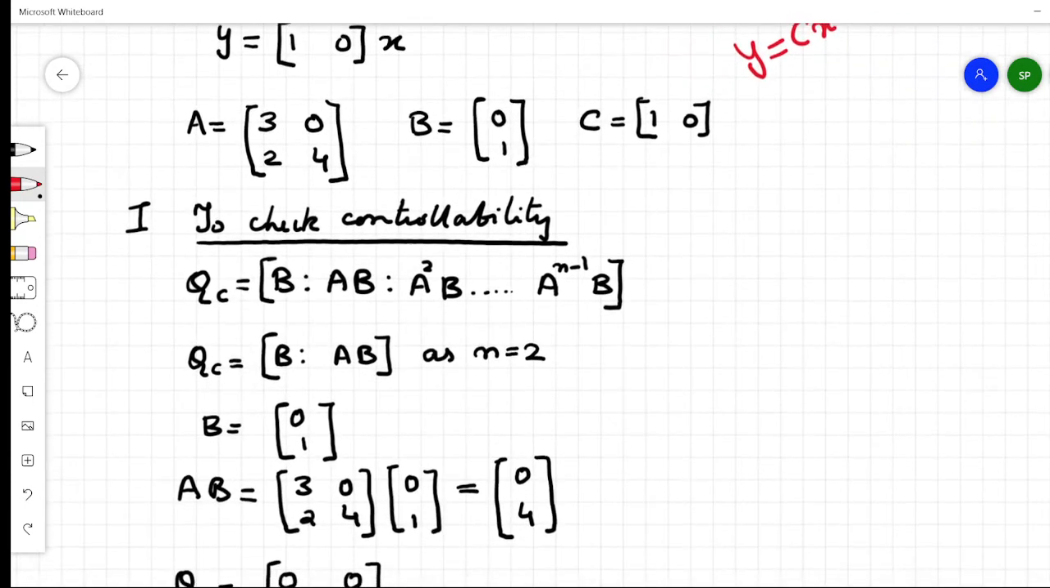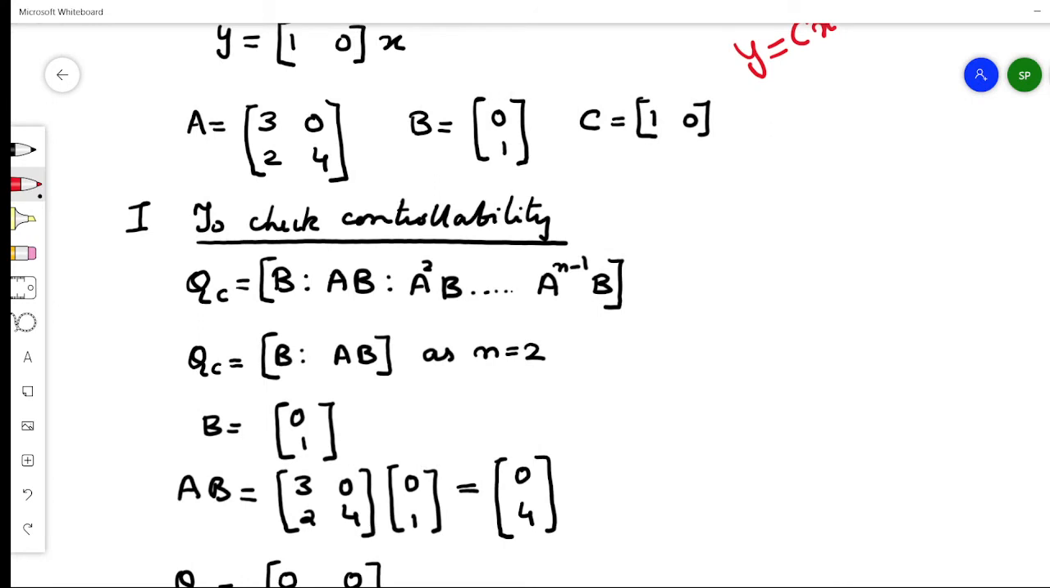So first we will see how we can check the controllability of the given system. We can use Kalman's test for checking the controllability. For this test, we have a matrix QC, which is formed like this: B, then AB, then A squared B, and it continues up to A raised to n minus 1 B, where n is the order of the matrix A. Here in this particular problem, the order is 2 by 2, so n is equal to 2.